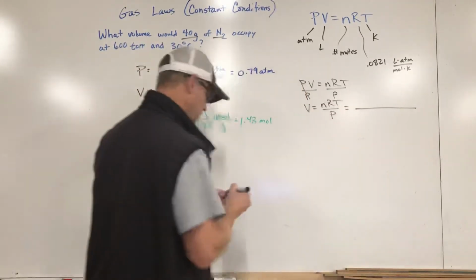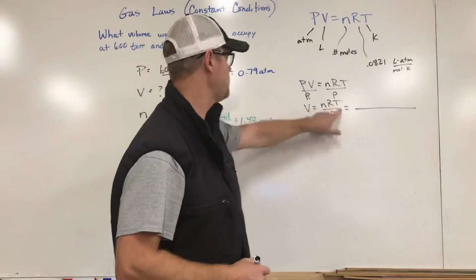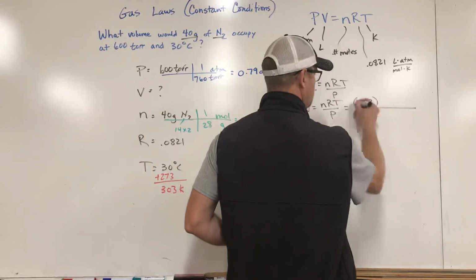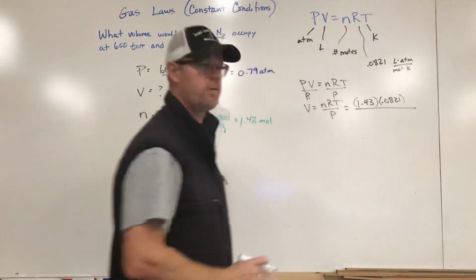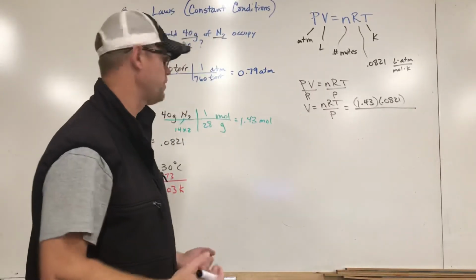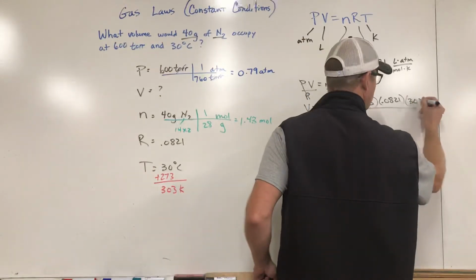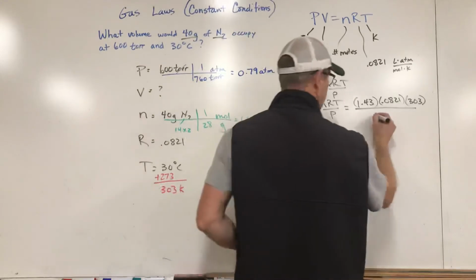So I'm going to put all that stuff in here. Okay. On top I have N, R, and T. N is 1.43. R is 0.0821. Don't forget that zero. If you miss that zero, your answer is going to be 10 times different than you think it should be. And then the temperature is 303. I'm going to put the pressure on the bottom, which is 0.79 atmospheres.